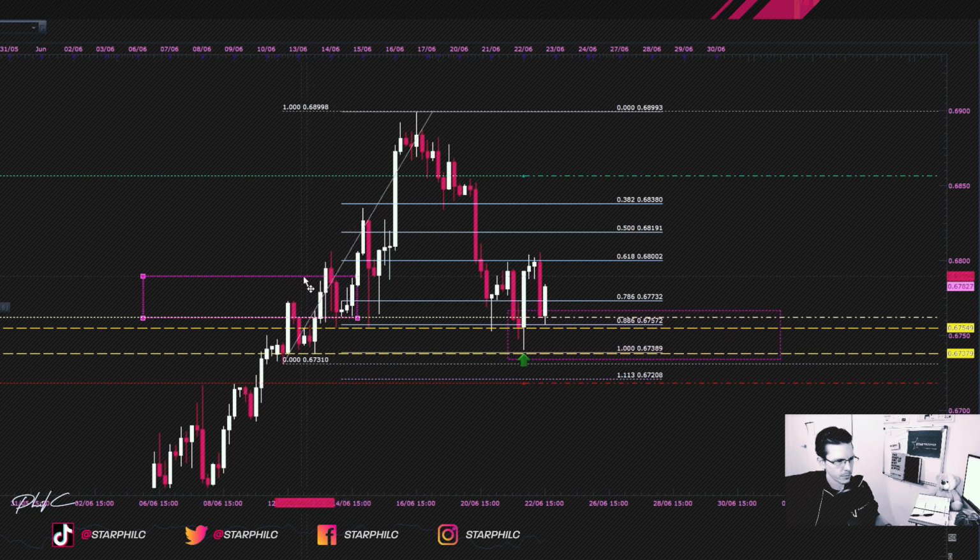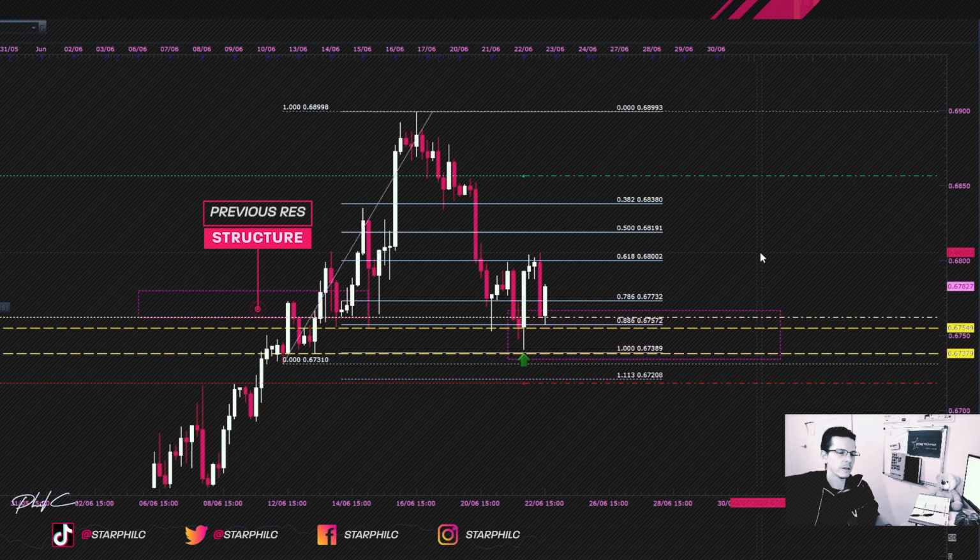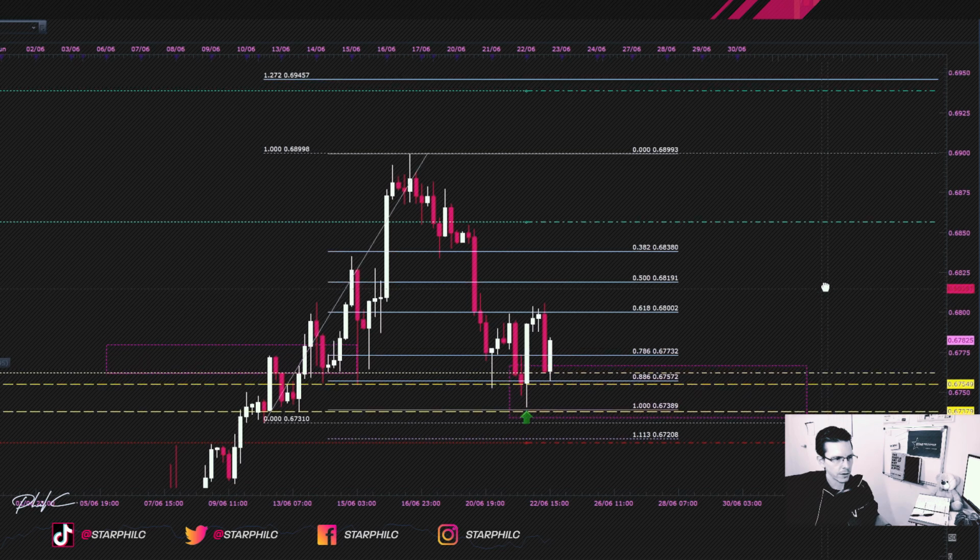We've also broken and closed above on the daily time frame as well, indicating that price action may move higher if it's not a false breakout. And if so, I want to try and capture this trend right here.